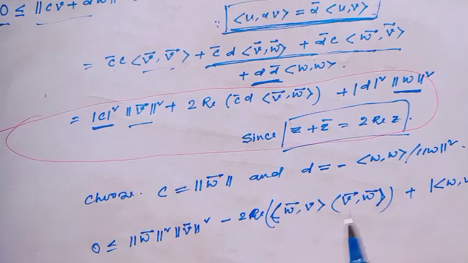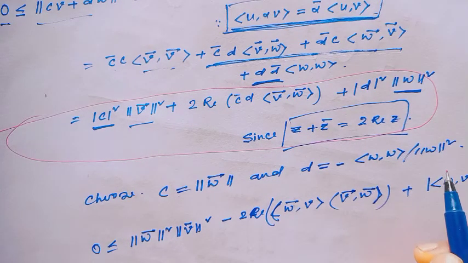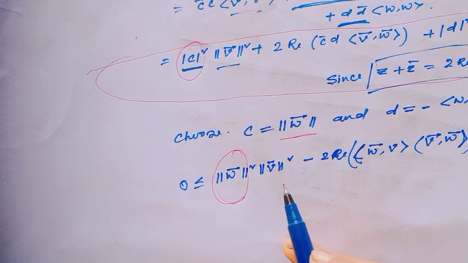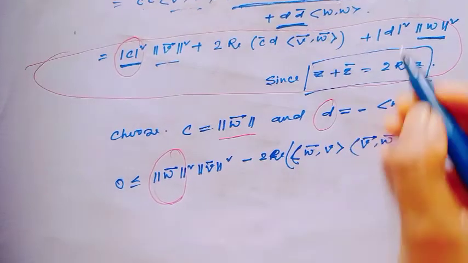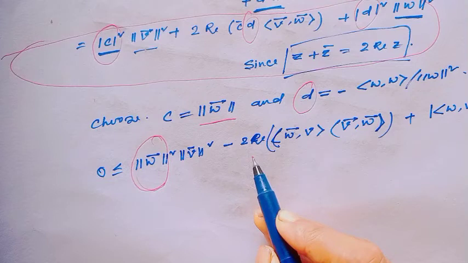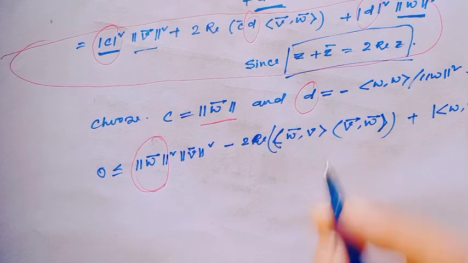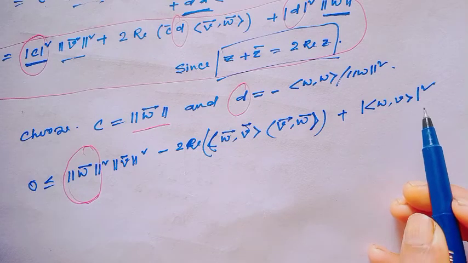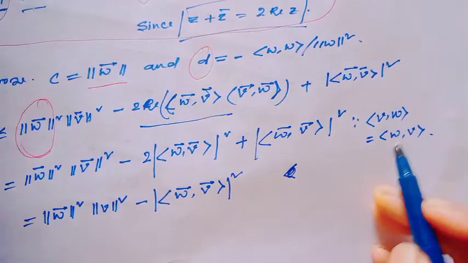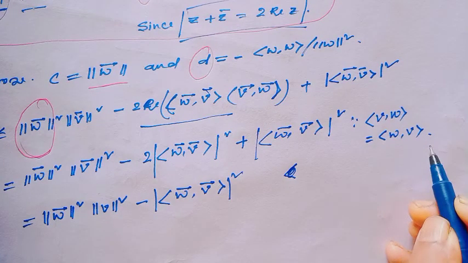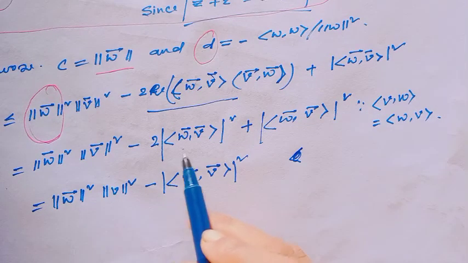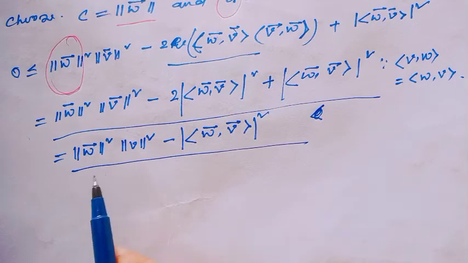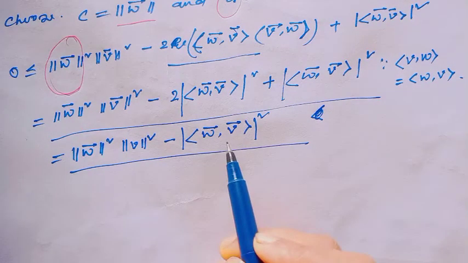Choose C equal to norm W and D equal to minus the inner product of W with W over norm W square. Now put the value here. Then the first term would be norm W square times norm V square, and put the value of D here and here. Then this reduces to minus 2 real part of the inner product of W with V times the inner product of V with W plus the absolute value of the inner product of W with V whole square. And we all know that for the real part, the inner product of V and W is always equal to the inner product of W and V. So this would be just minus 2 times the absolute value of the inner product of W with V whole square. Then by this expression we can tell this is norm W square times norm V square minus the absolute value of the inner product of W with V whole square.